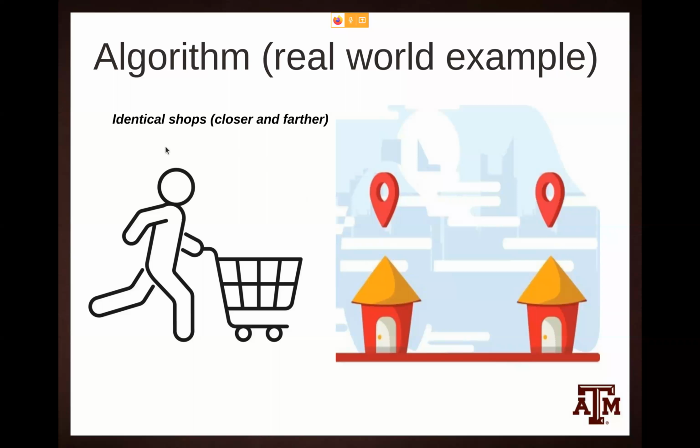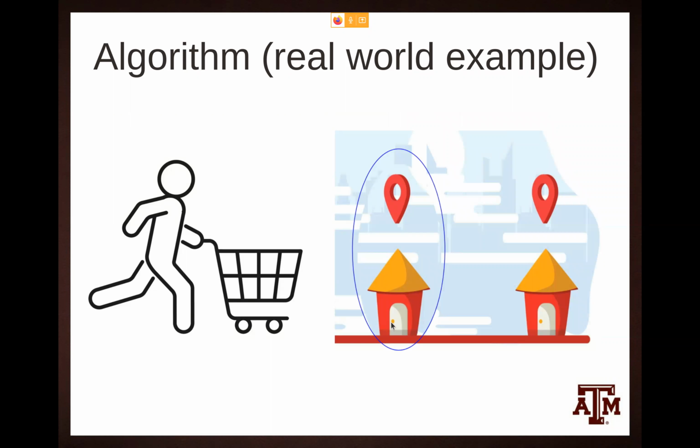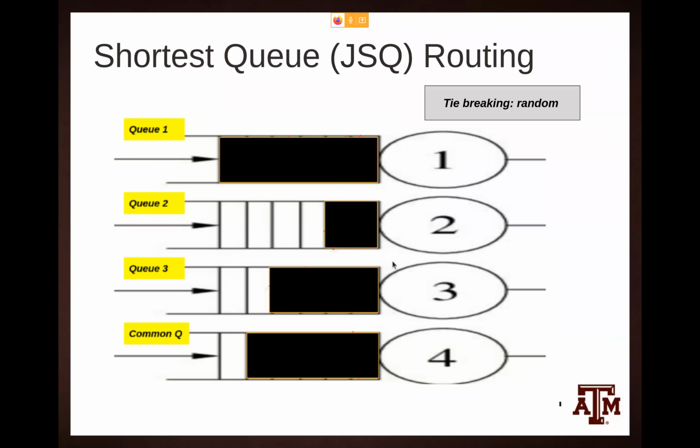Let's say a customer or a user wants to buy one item from two identical shops. One of them is closer and one of them is farther. So if his goal is to save time, then which one would he choose? The closer one. Closer one? Exactly. So he chooses the closer one. That's exactly what the algorithm does.